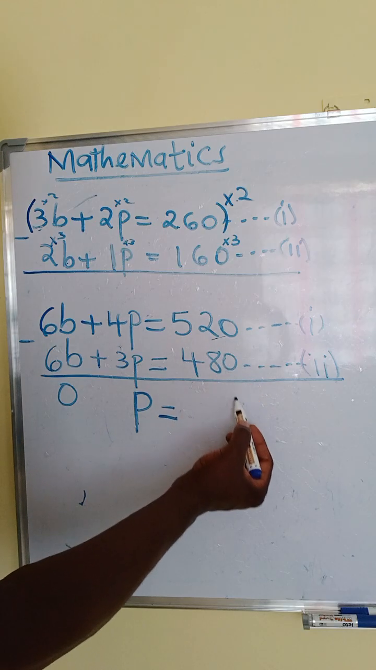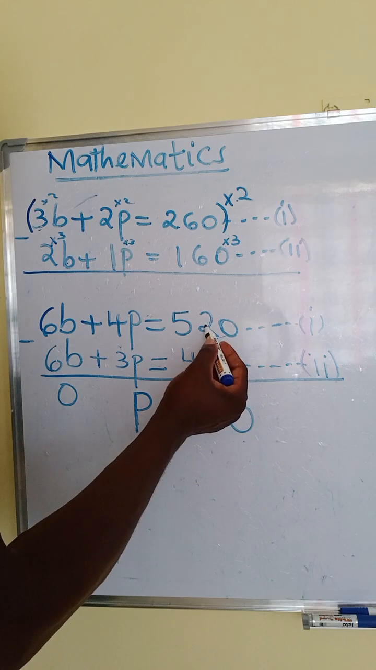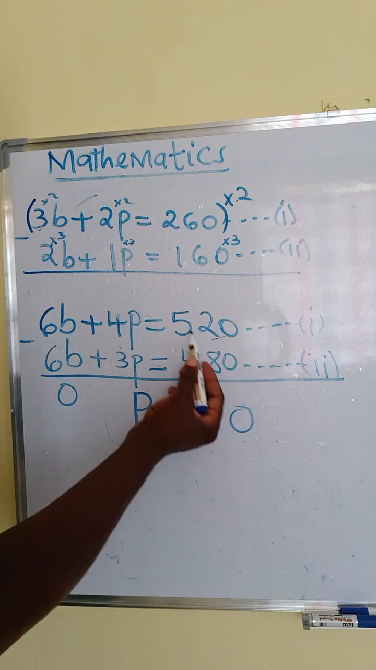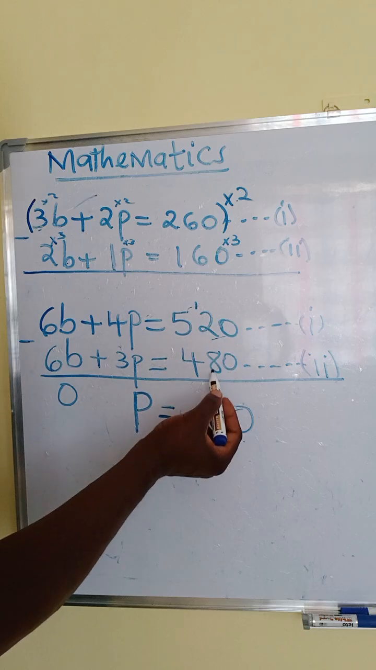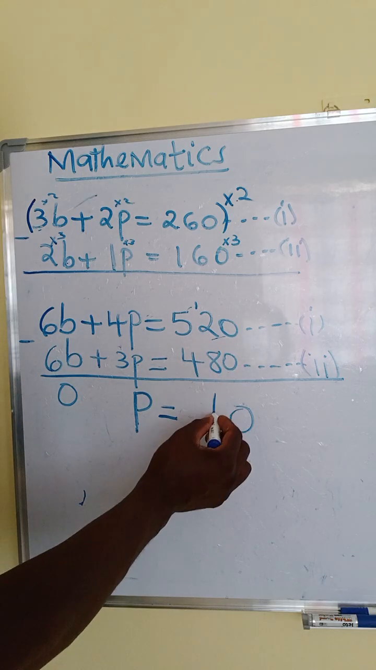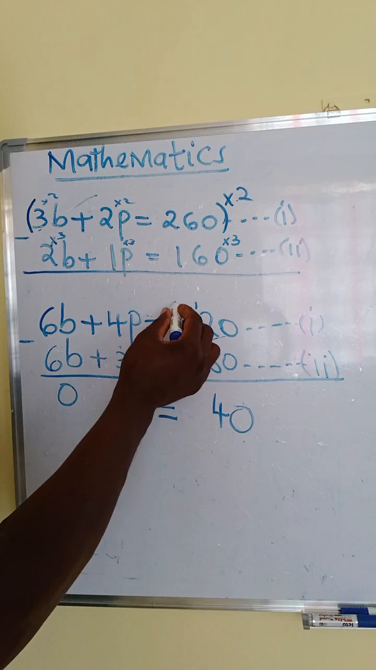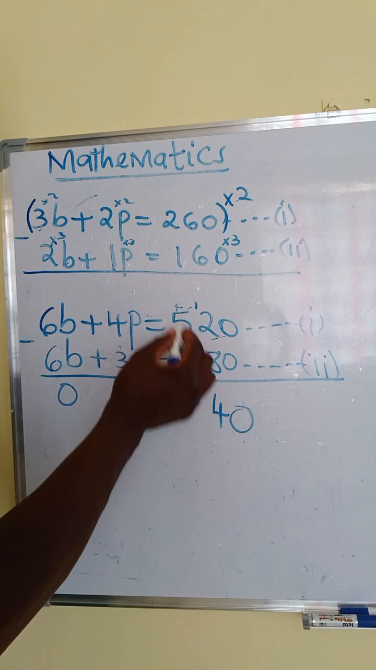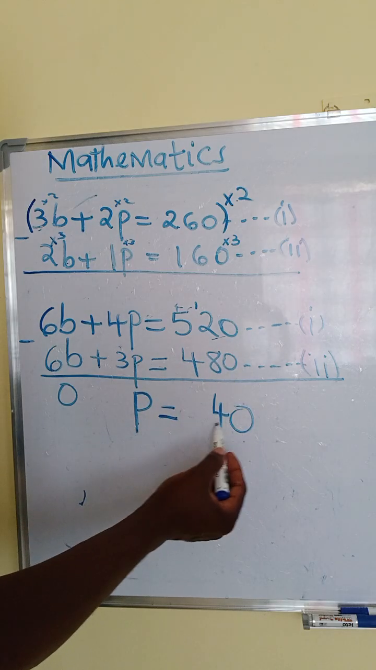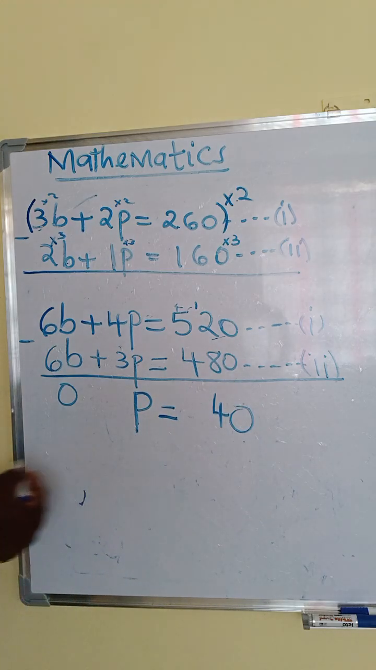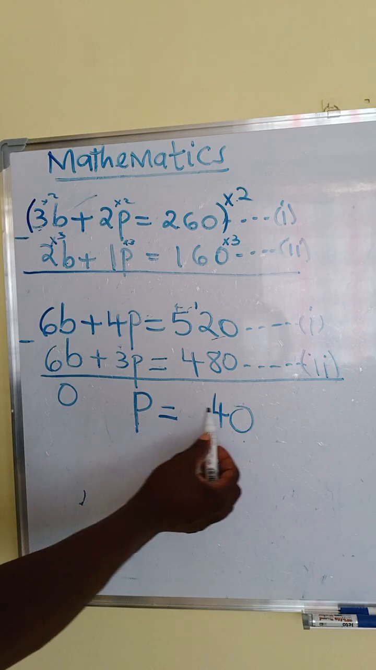0 minus 0 is 0. 2 minus 8 is impossible. We come and borrow from this side. You borrow 1, which is 10. 12 minus 8 is 4. And then we borrowed, now we have the value remaining as 4. Minus 4 is 0. Now 520 minus 480, you get 40. In your answer, you have p equals to 40.